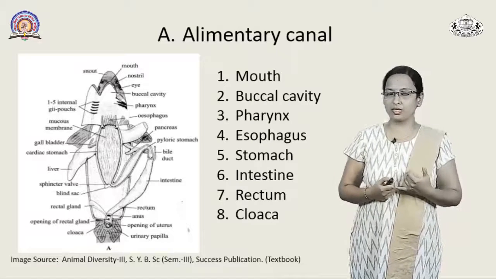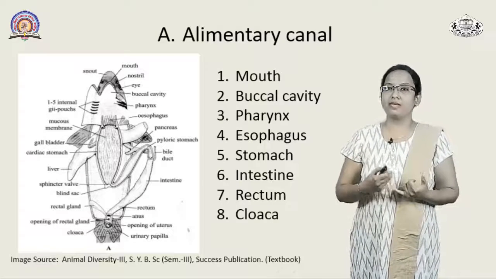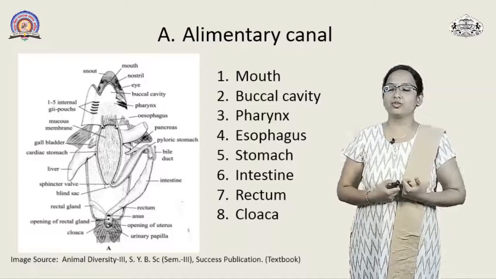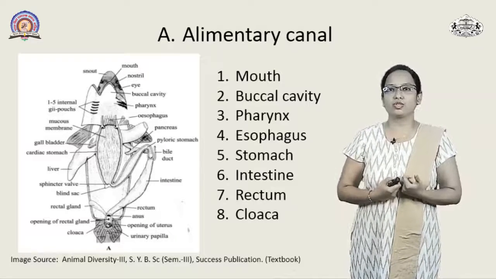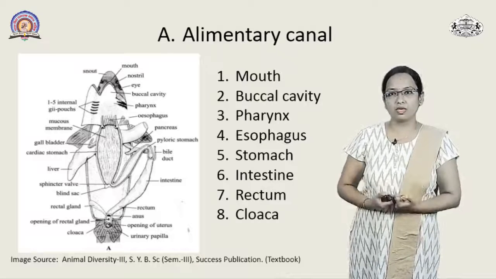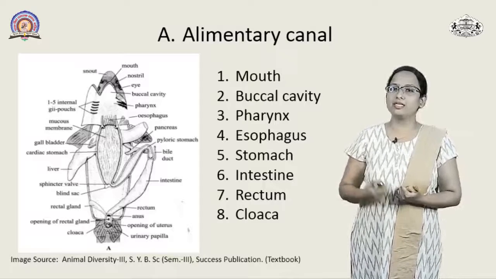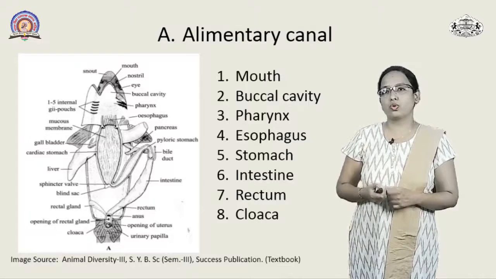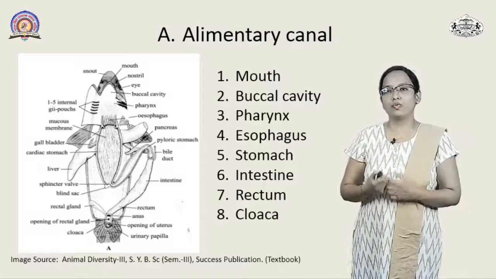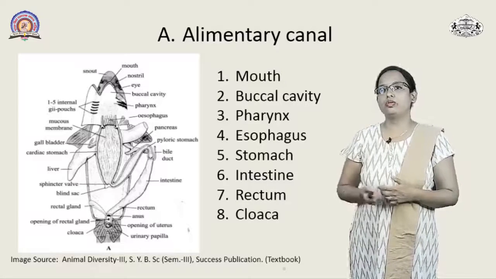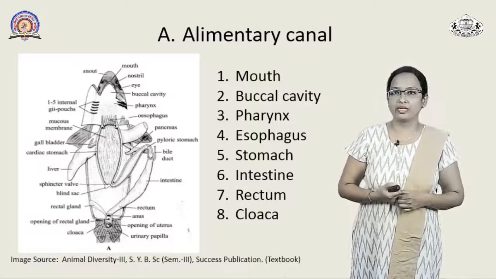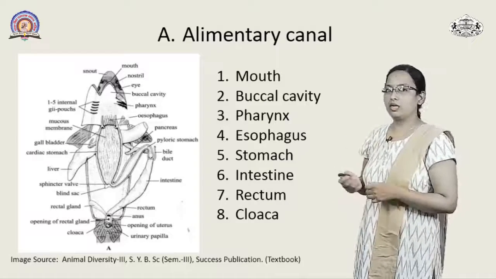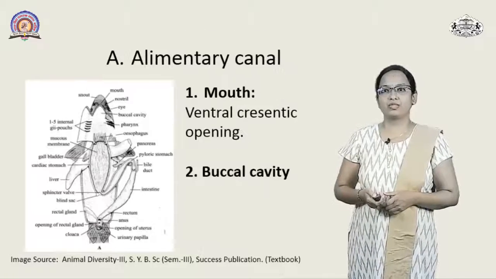The first one is going to be the mouth. Then the mouth is going to lead to the buccal cavity, which will in turn lead to the pharynx. Pharynx will be leading to esophagus, esophagus to stomach, stomach to intestine, and intestine will ultimately lead to rectum, which will open into cloaca, and cloaca will open to the exterior by means of cloacal aperture. So these are the structures that we will be studying. So let's begin with mouth.